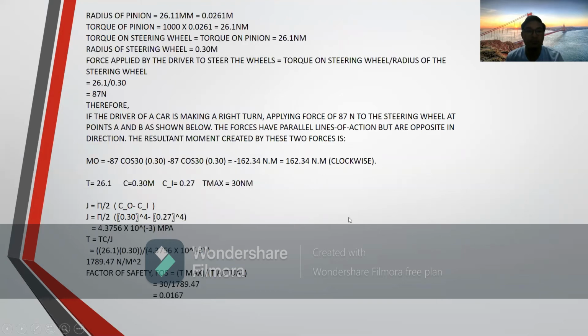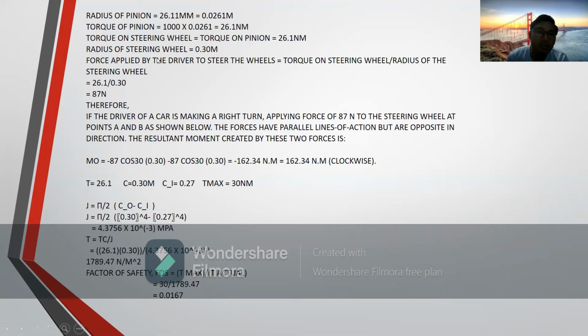Then we see the radius of the pinion is 26.11 millimeter. We convert it to meter, that is 0.0261 meter. Torque on pinion is 1000 times 0.0261, which gives 26.1 Newton meter. The torque on the steering wheel equals the torque on the pinion, that is 26.1 Newton meter.